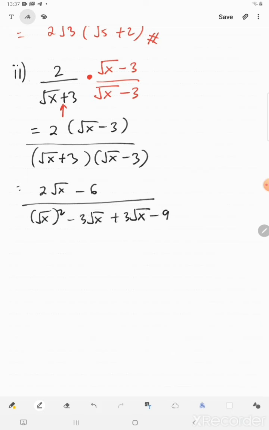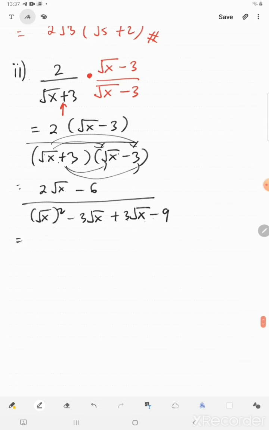So I get here square root x square minus, okay, 3 multiply square root x, we get negative 3 square root x plus 3 multiply square root x plus 3 square root x and 3 multiply negative, okay, positive, negative, negative and 3, 3, 9. So now we simplify.